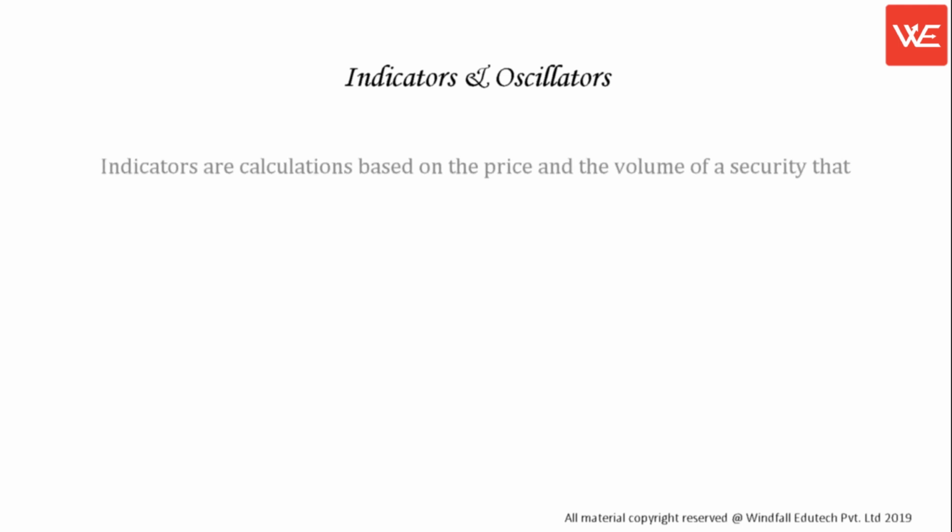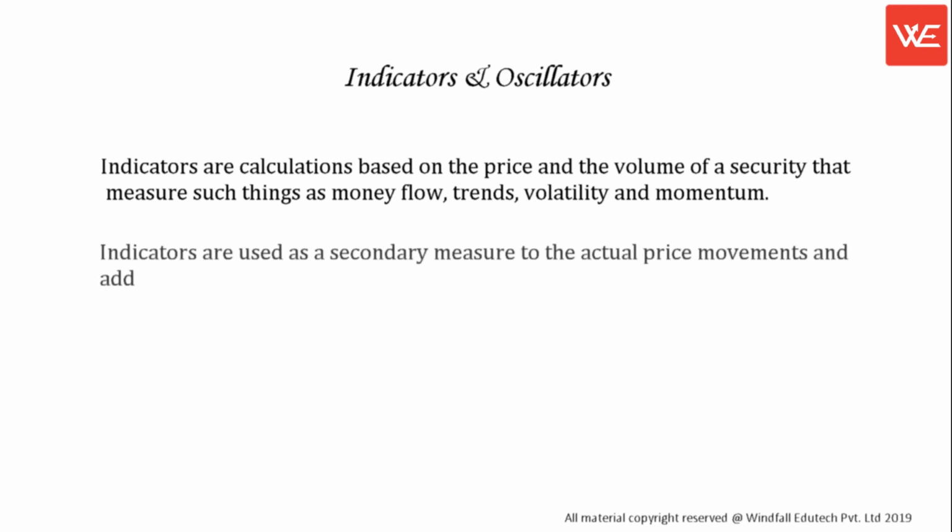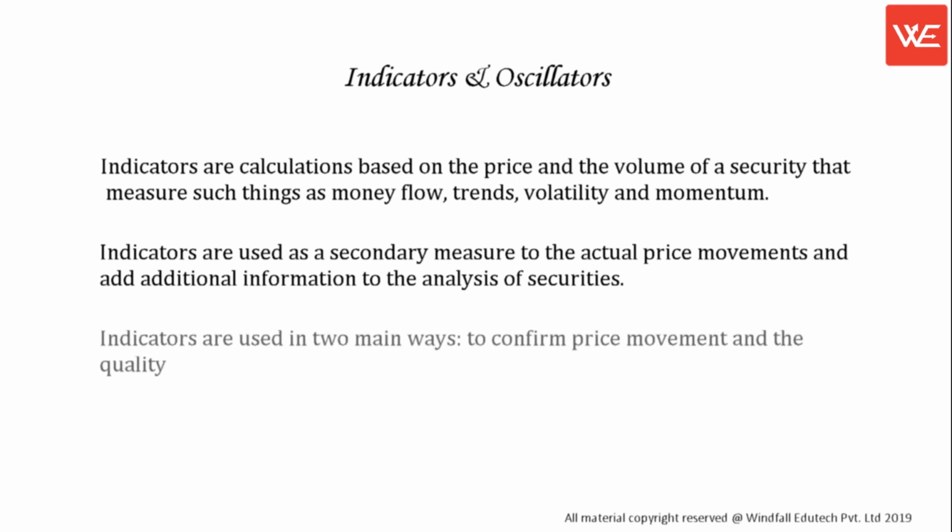Indicators and oscillators. Indicators are calculations based on the price and the volume of a security that measure such things as money flow, trends, volatility and momentum. Indicators are used as a secondary measure to the actual price movements and add additional information to the analysis of securities. Indicators are used in two main ways: to confirm price movement and the quality of chart patterns, and to form buy and sell signals.